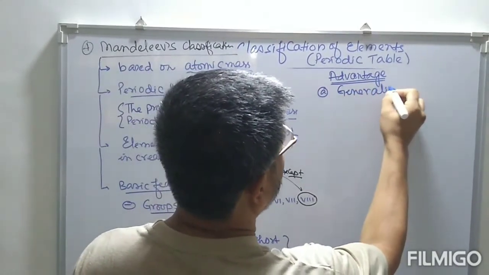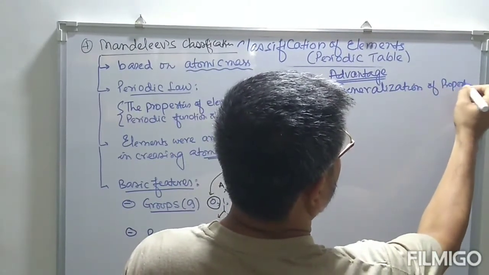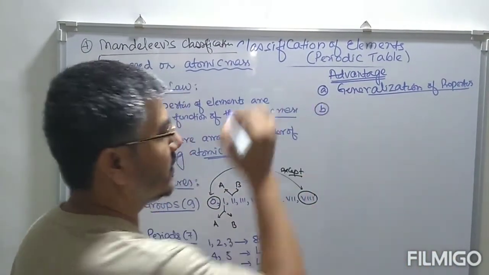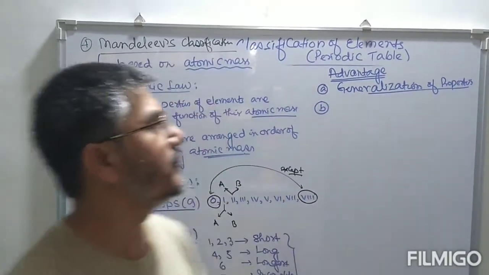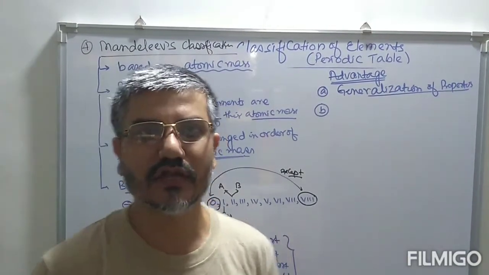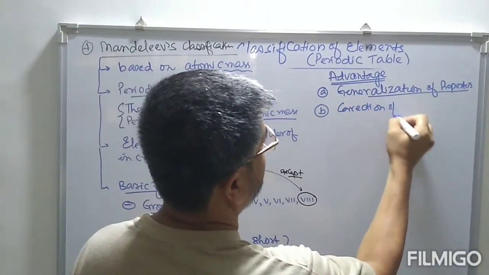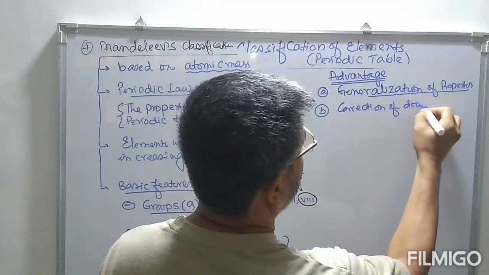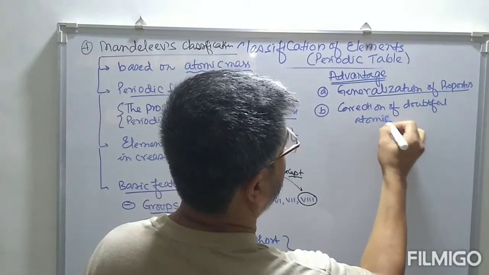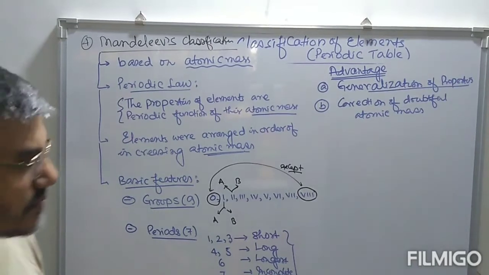That is, generalization of properties. The second important feature of this classification is correction of doubtful atomic mass.